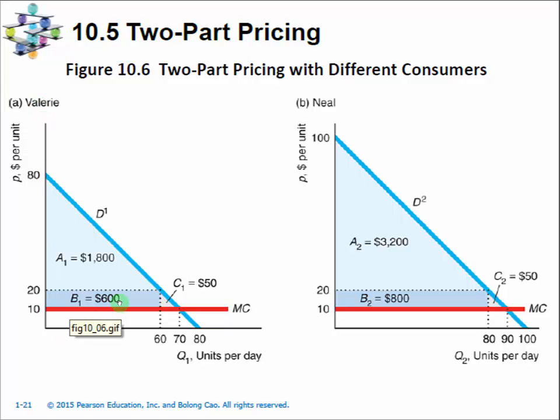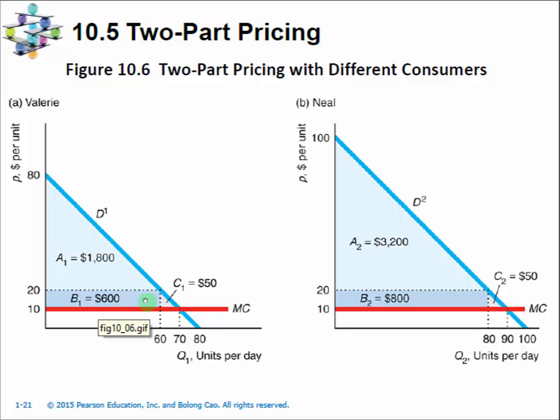This $800 plus the $600 from the per unit sales from Valerie, we have $1,400 in per unit sales, and we have collected $1,800 each from both Valerie and Neil, so that's $3,600. The total producer surplus here is $3,600 plus $1,400, the $1,400 from the $600 and $800 on per unit sales. We have $5,000 total in producer surplus.